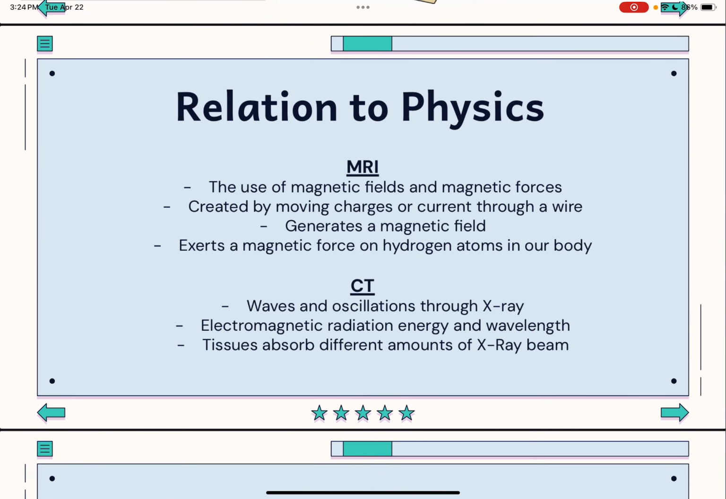This is related to the physics because we learned about magnetic fields and magnetic forces and how they are generated by moving charges or current in a wire, and how that generates a magnetic field and exerts a force on the hydrogen atoms in our body, which actually create the image. In CT scans, it uses waves through X-rays, not necessarily oscillations, but that pertains to the same unit we learned, electromagnetic radiation, energy and wavelength, to shoot at our tissues as they absorb different amounts of X-ray beams to create that image.